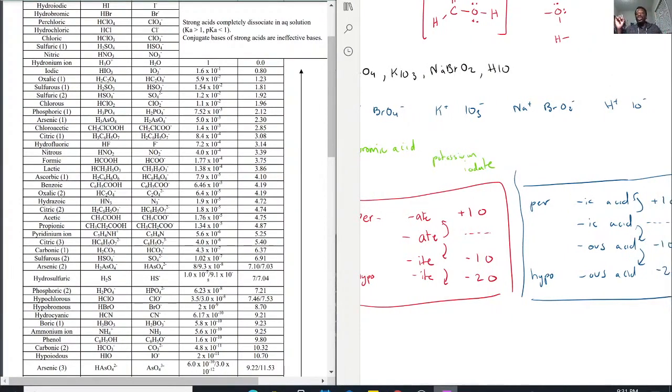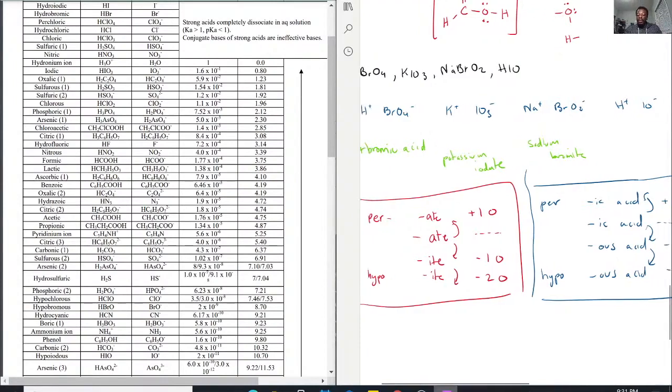And now BrO2, that one I remember, as we saw, I think, bromate is BrO3. So this is now bromite. So this would be sodium bromite, okay, because this is still referring to the red side.